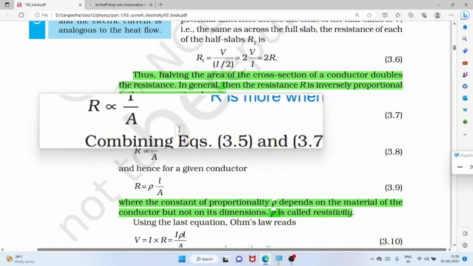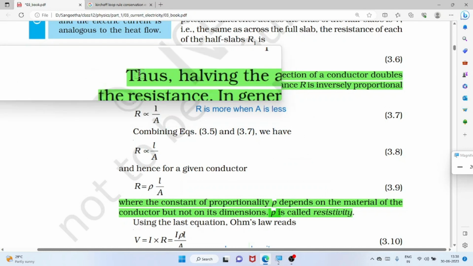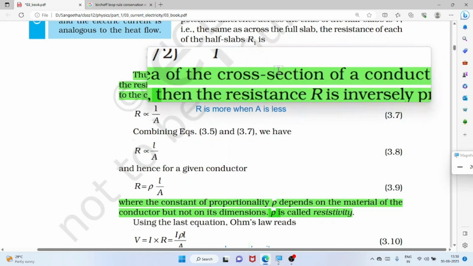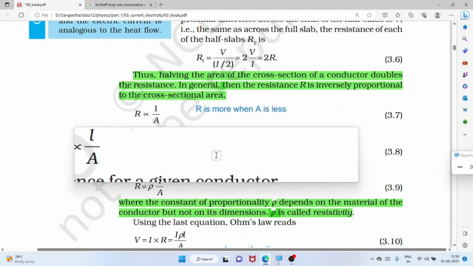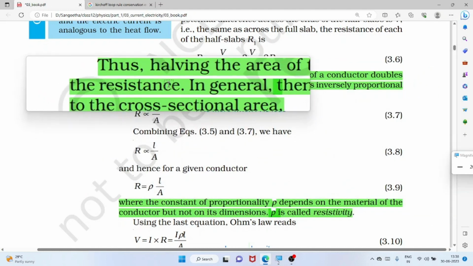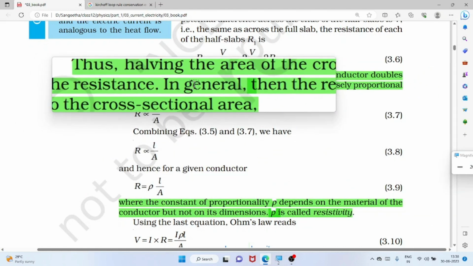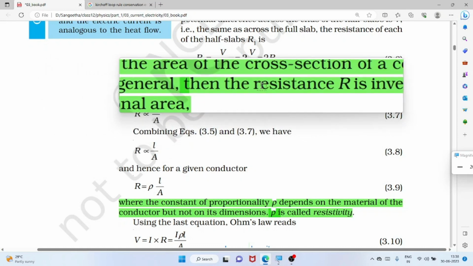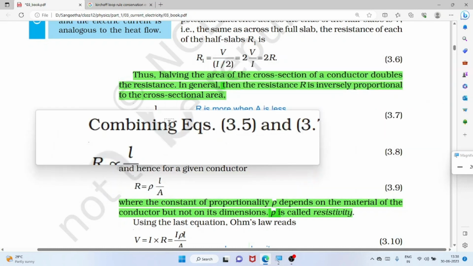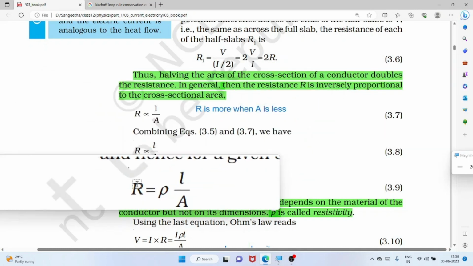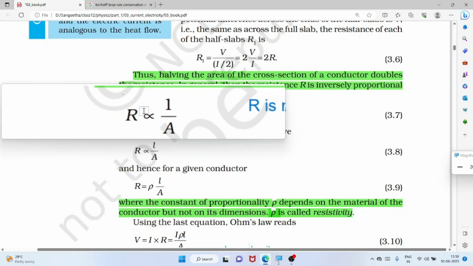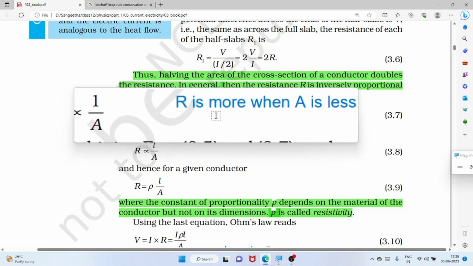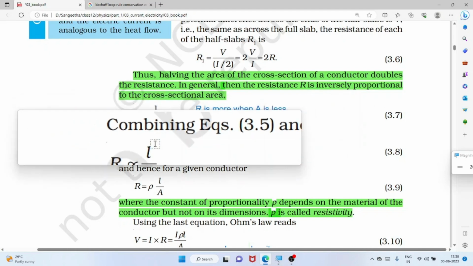See here how resistance varies with dimension. Doubling the area of cross section of the conductor halves the resistance. When the area of cross section is small, the resistance will be more. In general, the resistance R is directly proportional to the length and inversely proportional to the cross sectional area.